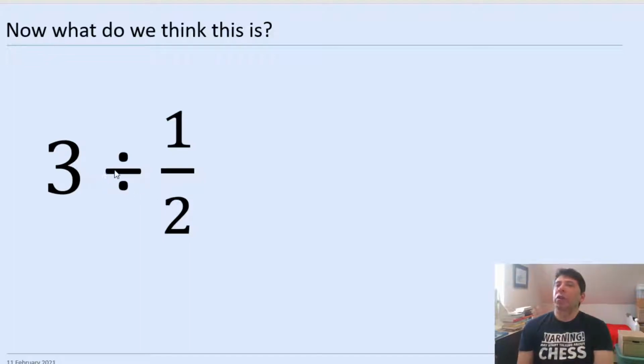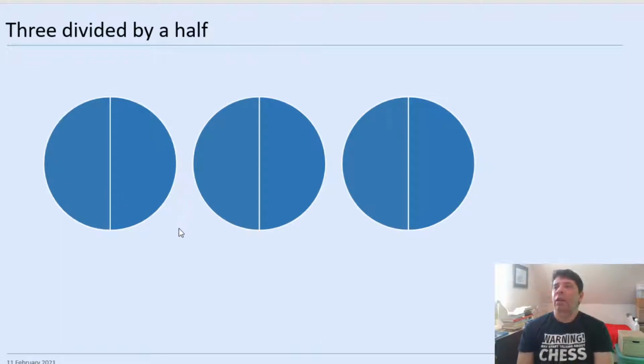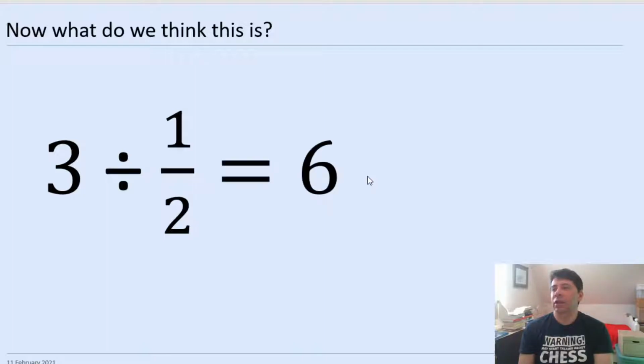Let's do another. 3 divided by a half. How many halves can we find inside 3 wholes? Now, you may be able to draw a picture to work this out. But it could look like this, couldn't it? Here are 3 wholes. We've cut them up into halves. So if we say how many halves are there in these 3, the answer is 6.